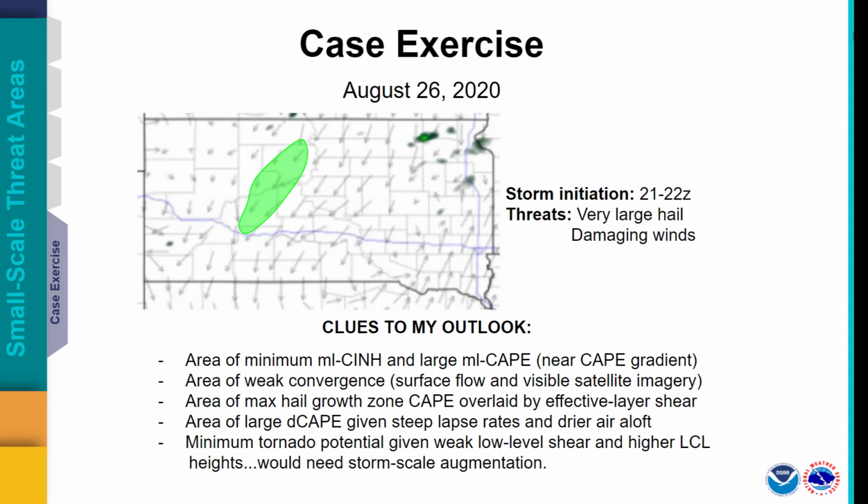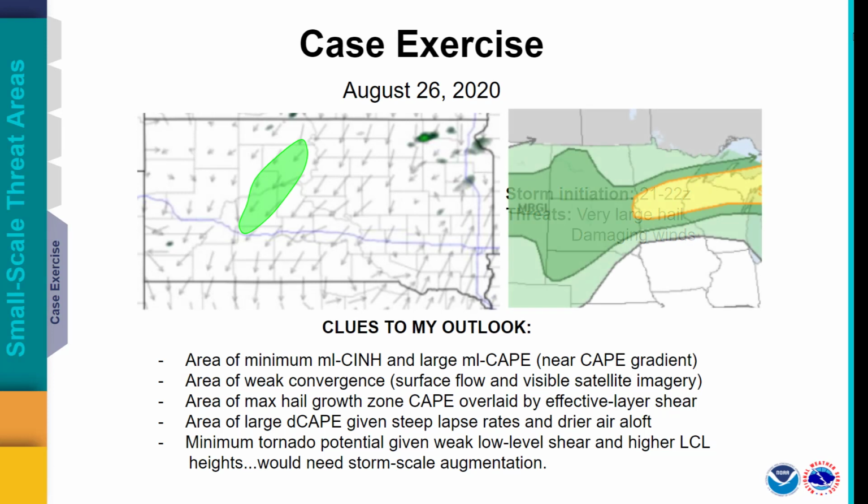I have listed the clues that support my focus area. Now, there are other SPC mesoanalysis fields I could have shown, with one being surface moisture convergence. I believed it showed a small area of low values in the vicinity of the green shaded area, which would make sense given the surface wind field and axis of higher dew points in this region.